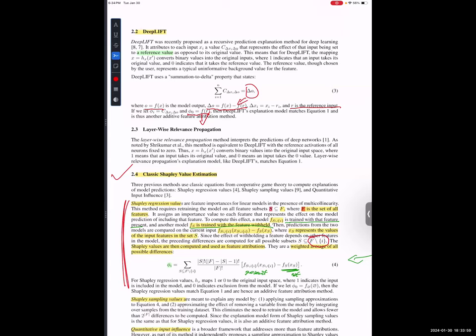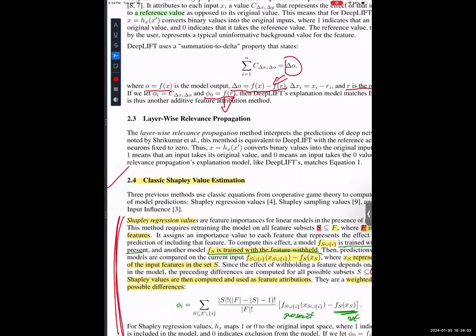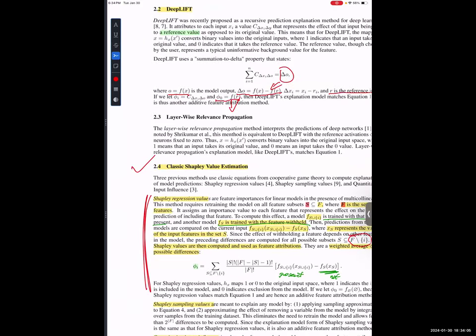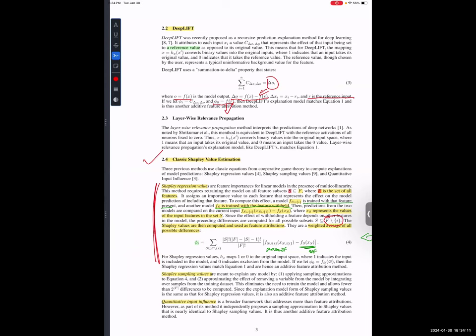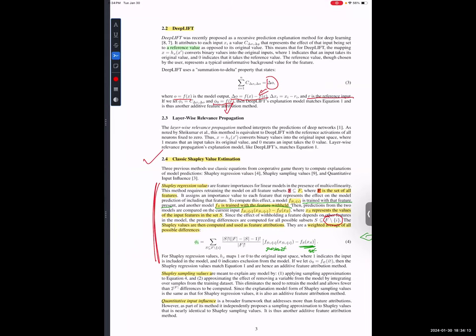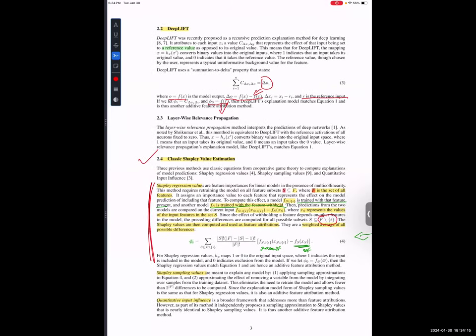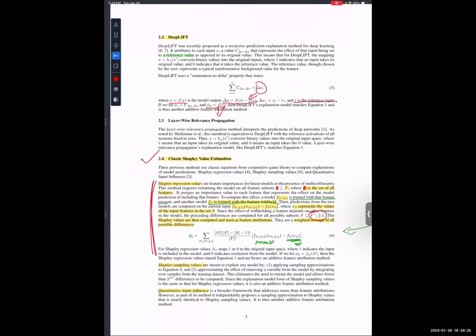Okay, this is helpful. So for deep learning, that phi zero is basically directly calculated from the reference point with respect to the feature. So that feature has to exist in the reference input and the current input x. Okay, very helpful.